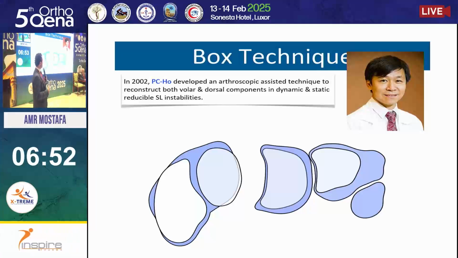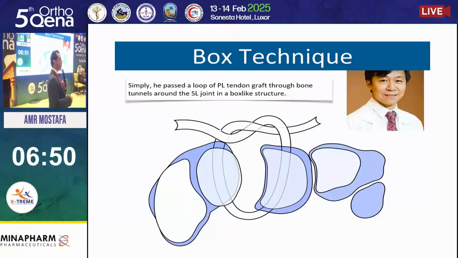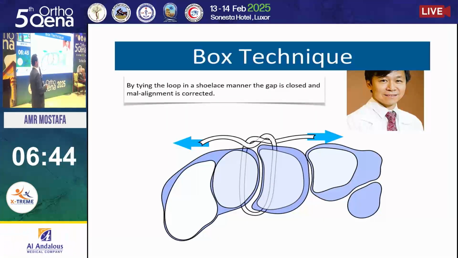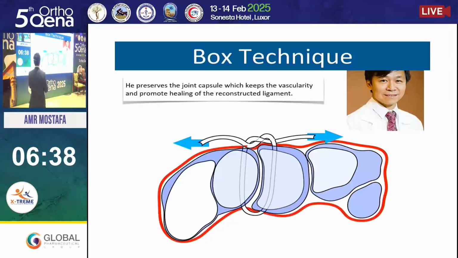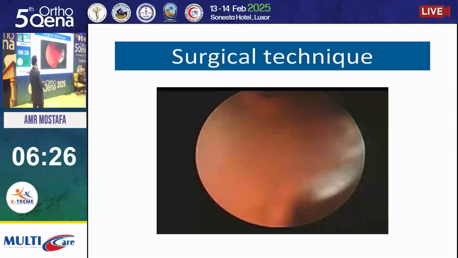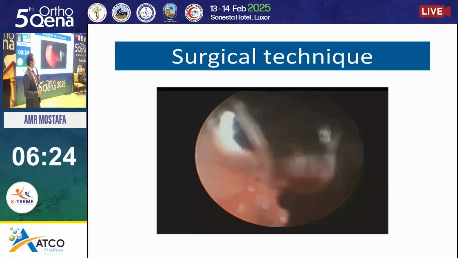So the idea is that he makes a loop, or box technique, surrounding the scaphoid and lunate, and then with tightening it, the space compresses. And he did this outside the capsule, so he maintained the link of the scapholunate to the capsule. He also does a capsulodesis, which gives further stability. So this is one of the cases.